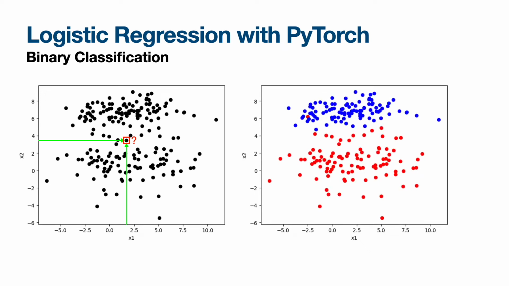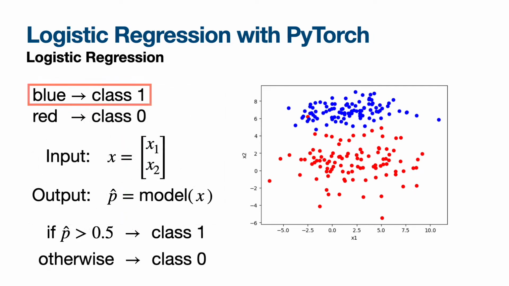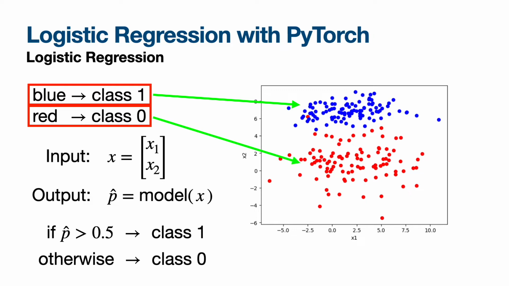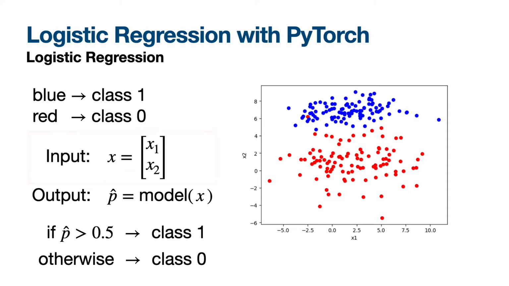Let's formalize the binary classification task using numbers instead of plots and colors. Let's label blue points as class 1 and red as class 0, so we can use 1 and 0 as label values. The input to the model is x1 and x2, and the model's output is p hat, the probability of the input data point belonging to 1. If the probability is more than 50%, the model predicts the data point is from class 1. Otherwise, the data point is from class 0.